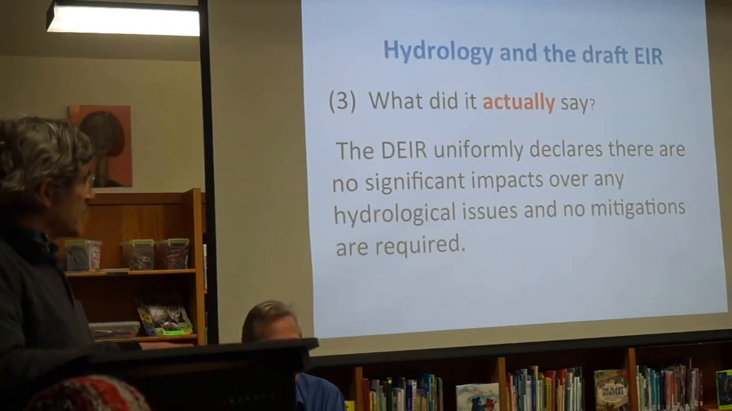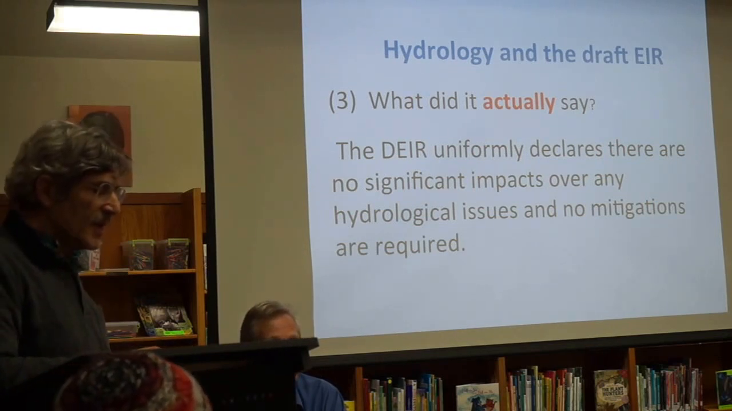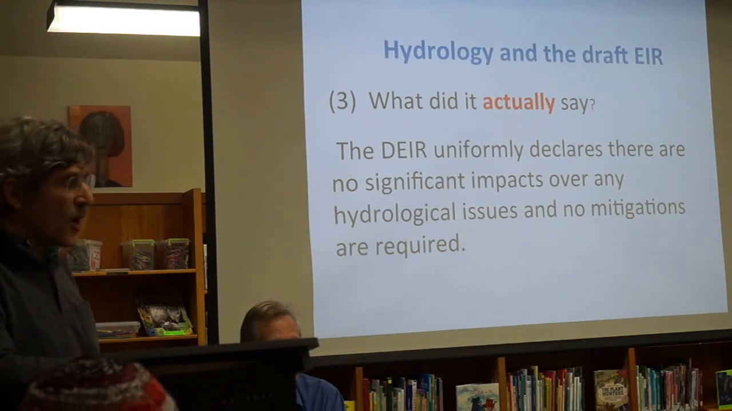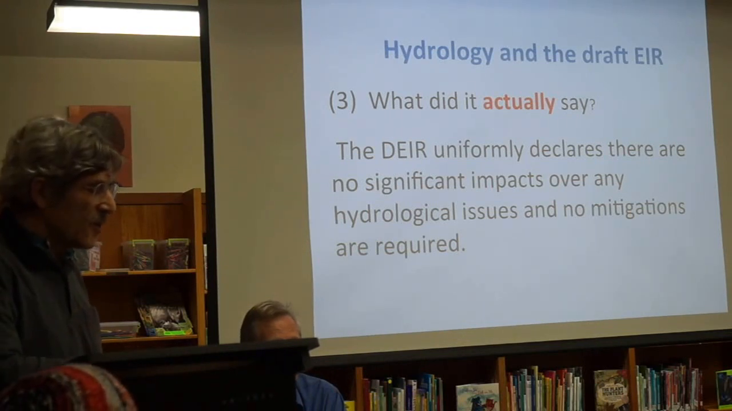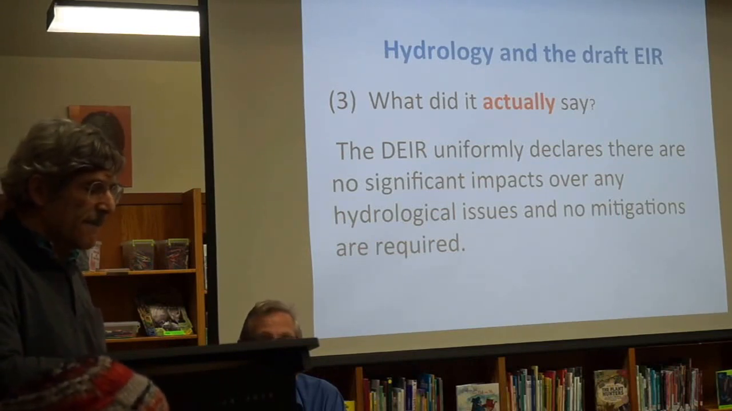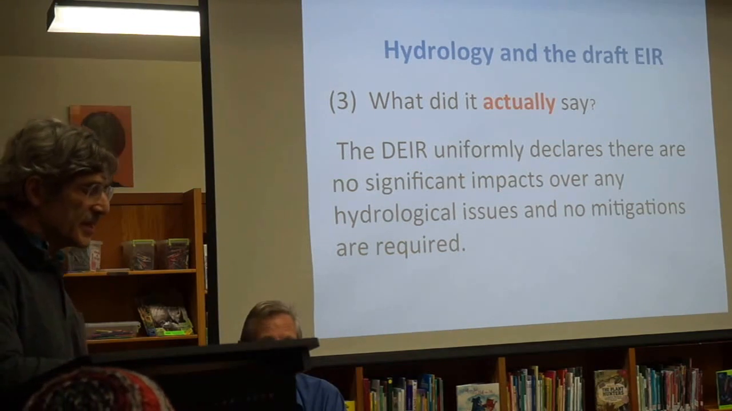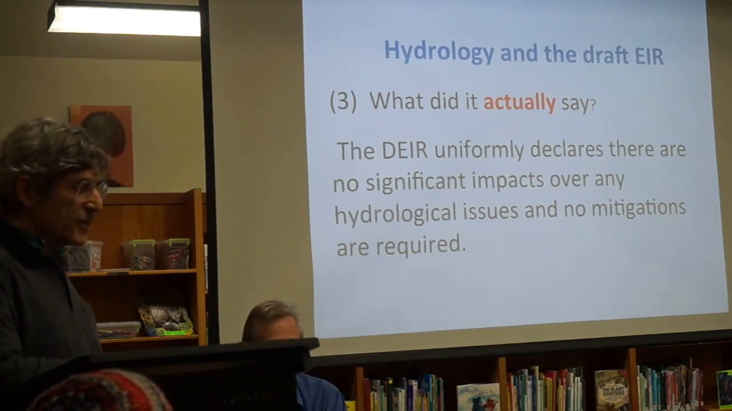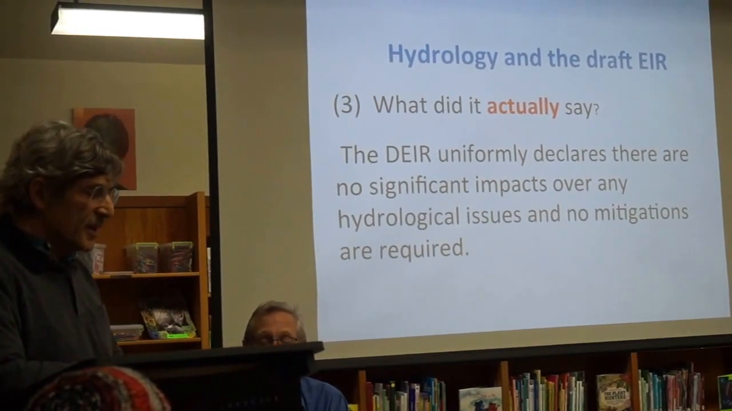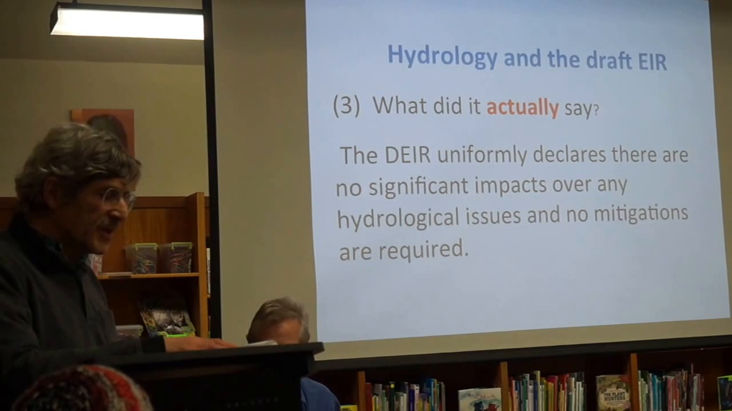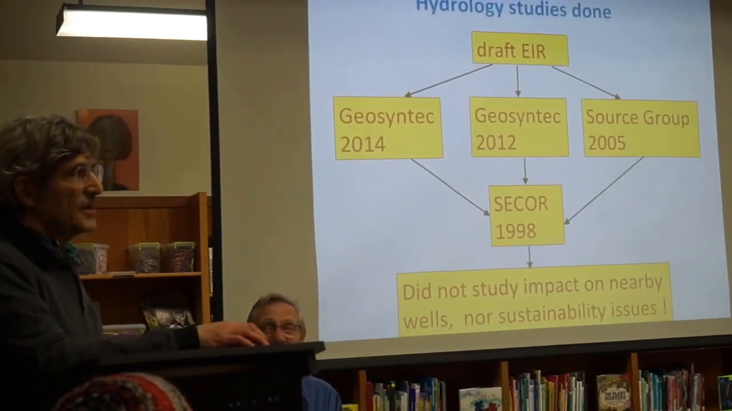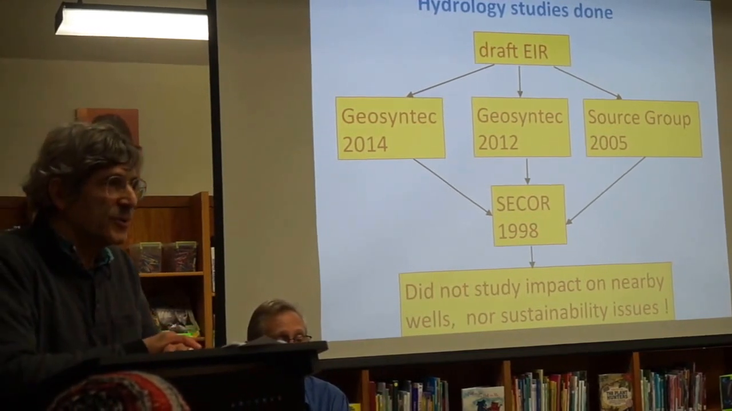Now, what did it actually say? The draft EIR uniformly declares that there are no significant impacts over any hydrological issues and no mitigations are required. It does suggest further studies, but with no suggestion as to who does them or pays for them. It requires no monitoring, but suggests that monitoring will be done, presumably on a voluntary basis. So here is our view of what is actually said.